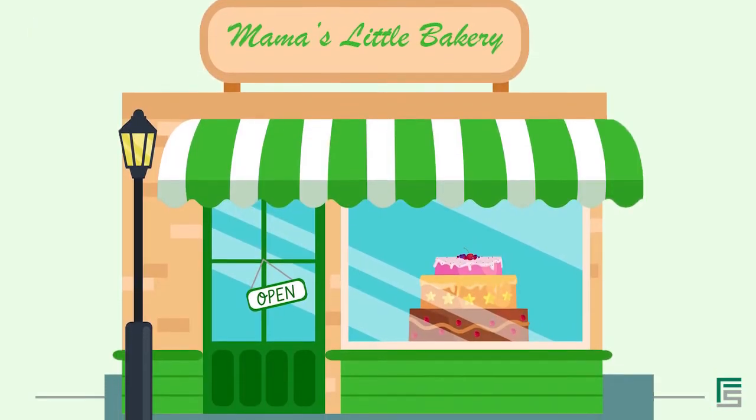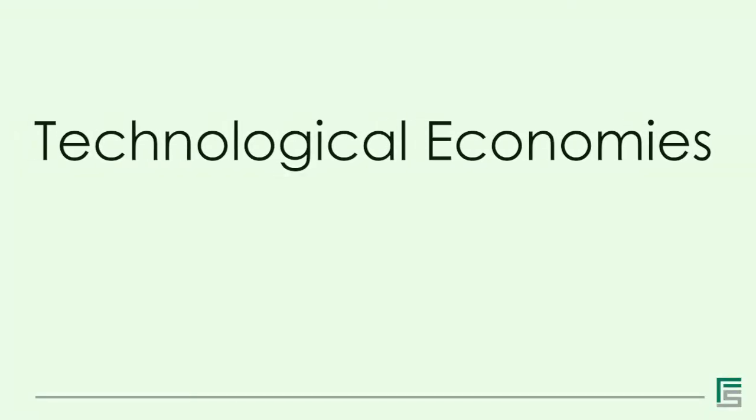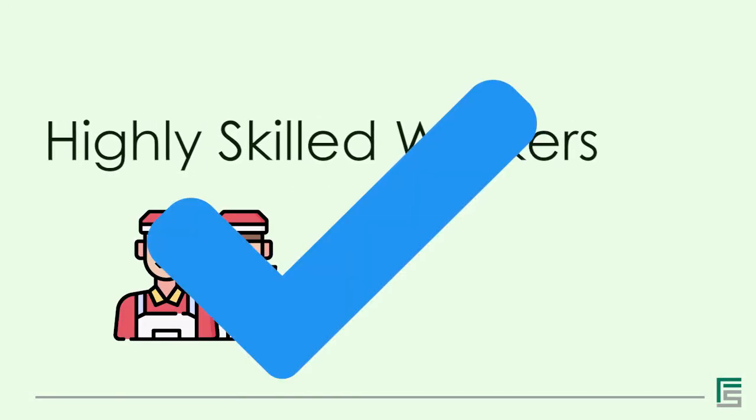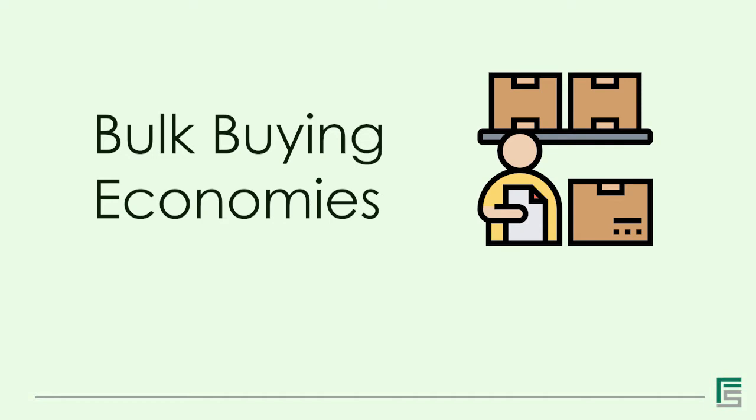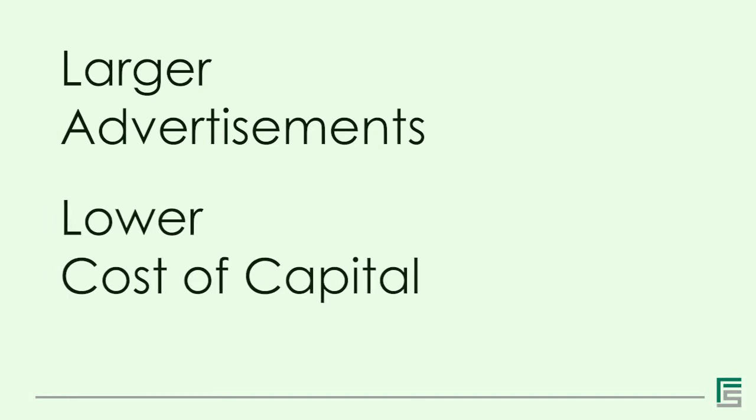Mama's Little Bakery, on the other hand, is anything but little. They have achieved proper internal economies of scale. They have branches all over the country. They have achieved technological economies as their factory has cutting-edge technology and state-of-the-art machineries. They have highly skilled workers. They have achieved bulk buying economies as several suppliers provide them with raw ingredients and materials. They have larger advertisements and lower costs of capital.